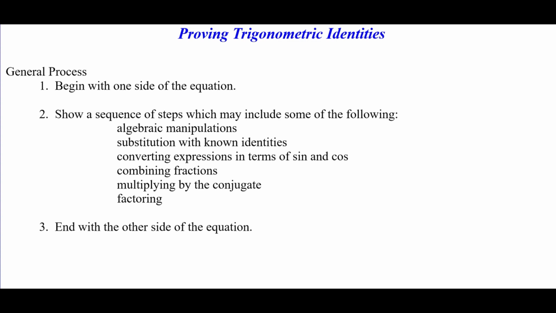So when we're doing a trig proof, what we want to do is start with one side of the equation. We want to show steps, which may include any of the following, that will manipulate the equation to look exactly like the other side of the equation. It doesn't matter if you work from the left side to the right side or the right side to the left side. We could be doing algebraic manipulations: add, subtract, multiply, divide. We could be doing substitutions with identities that we know from your formula sheet, converting expressions into terms of sine and cosine, combining fractions, multiplying by conjugates, factoring, things like that. You know you're finished when both sides of the equation look identical. So again, it's nice because it's really a problem where you know what the answer is. You just have to justify your work mathematically.